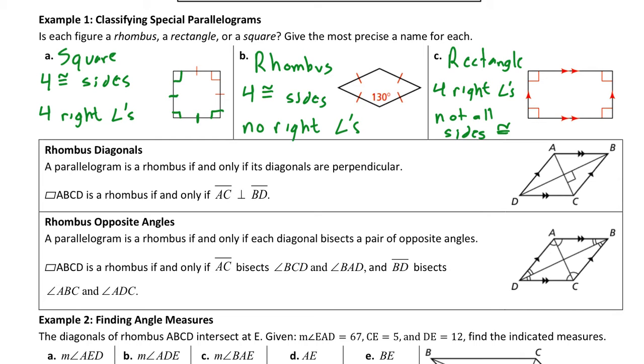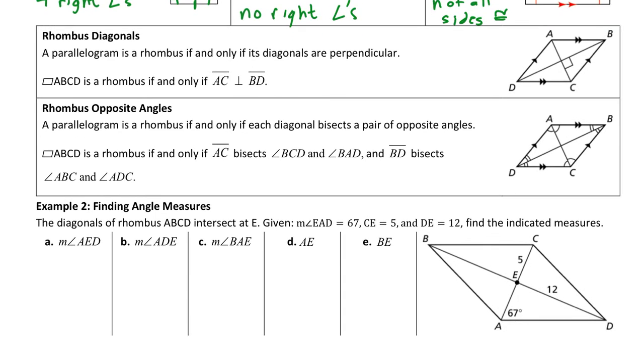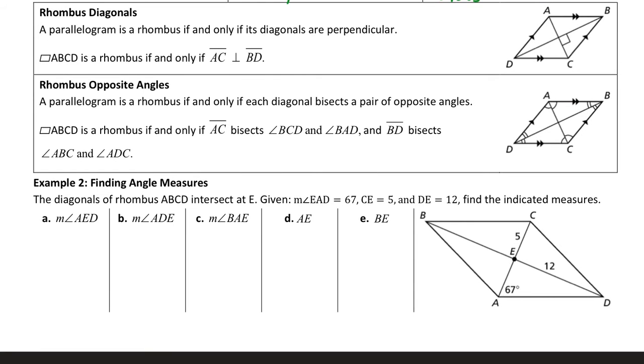We first look at the angles and the sides and then decide, are all four sides congruent? Are all four angles right? So those are the most basic features of rhombuses, rectangles, and squares. We're going to go a little bit more in depth, and talk about the diagonals and the opposite angles of just a rhombus for now. A parallelogram is a rhombus if and only if its diagonals are perpendicular. That means its diagonals create right angles. Diagonals are perpendicular for rhombuses only.